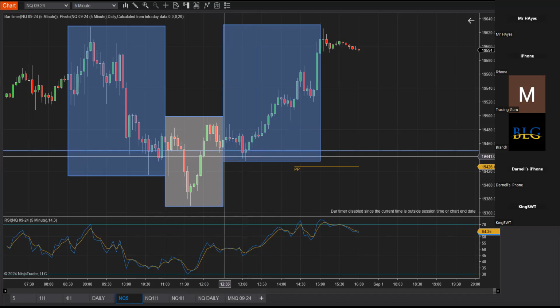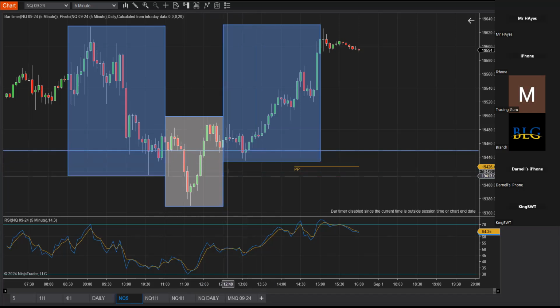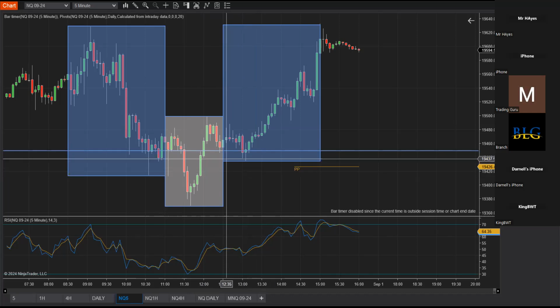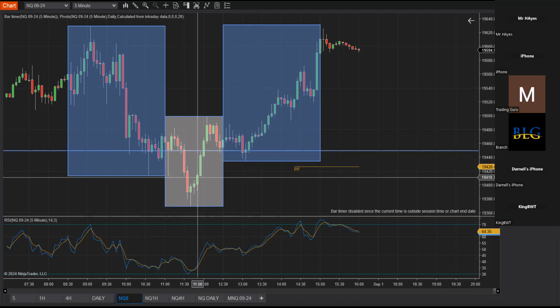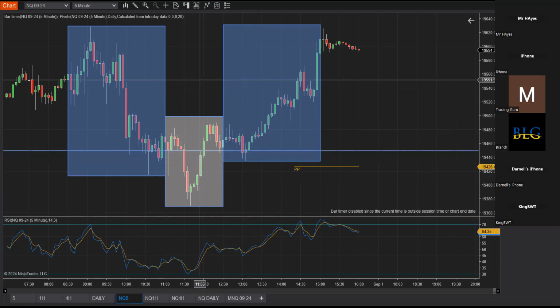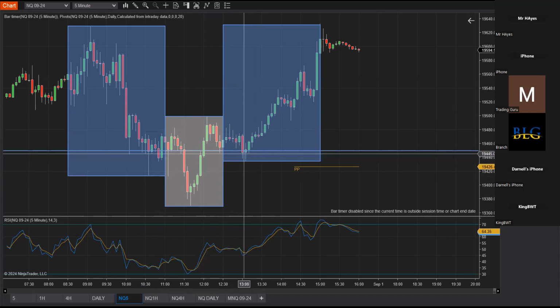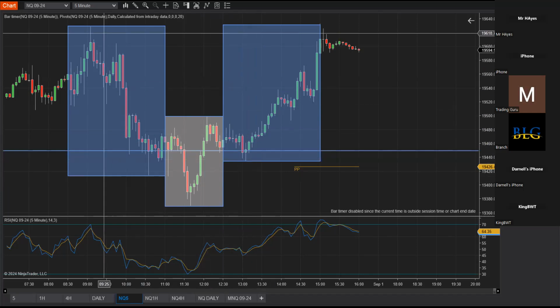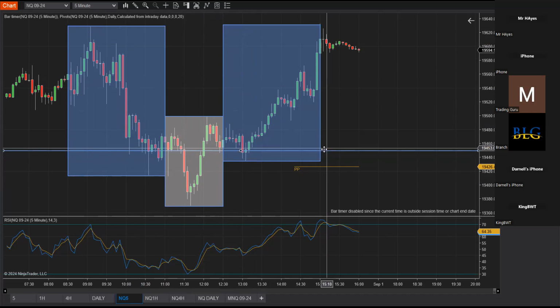You could take entry at the top of the gap, at the middle of the gap, or at the bottom of the gap. Solely up to you. I'm always in this area. In this area, I'm looking to take entry because the market is showing you its willingness to go higher. So once we trade back into this gap, my price target is the high.